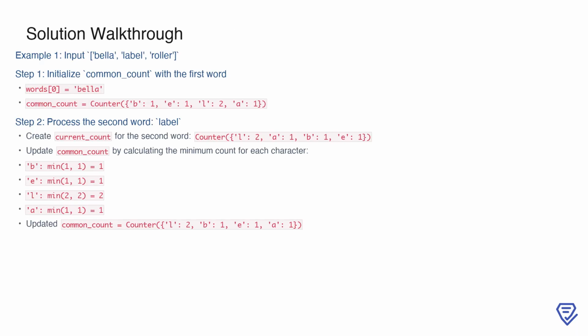To solve this problem, we start by analyzing the input array of words. In this example, the input is Bella, label, roller. The first step is to initialize a common_count dictionary using the character counts from the first word, Bella. By using Python's Counter, we determine that Bella contains 1 B, 1 E, 2 Ls, and 1 A. This forms our initial common_count.